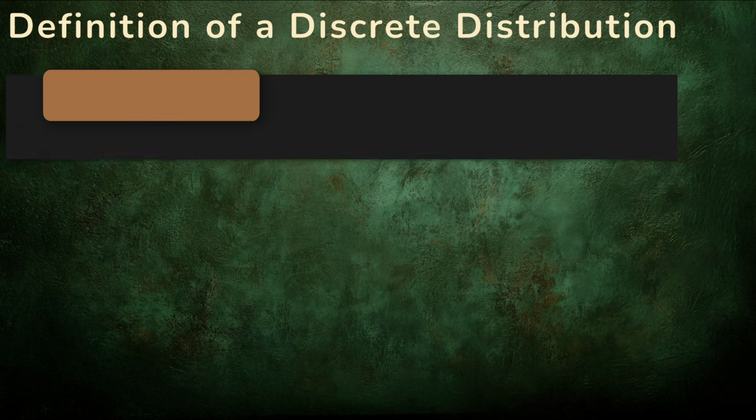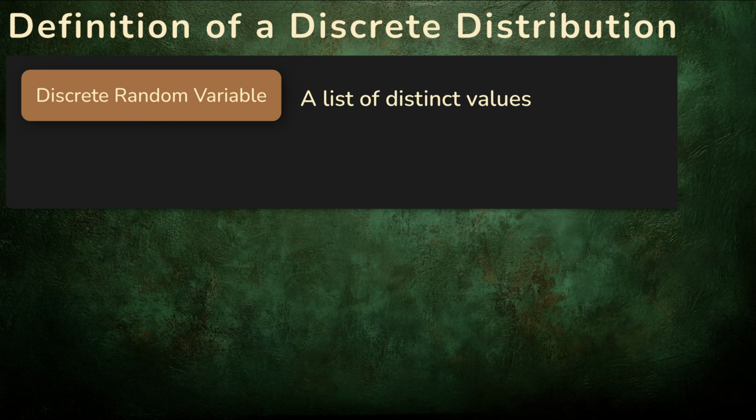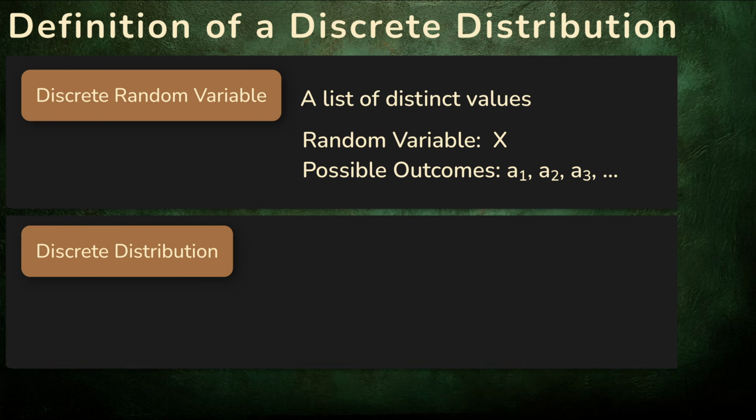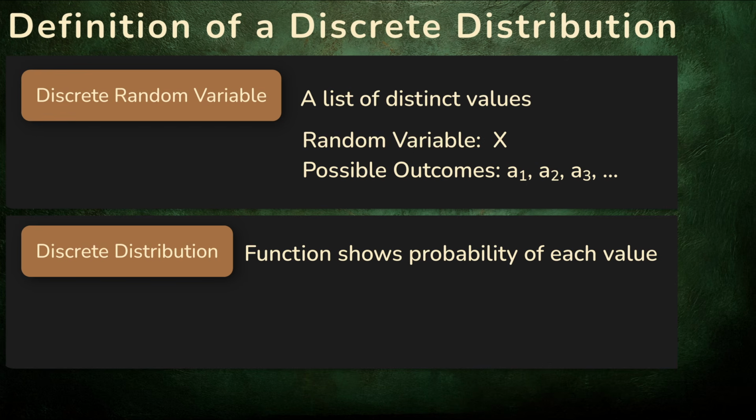Can we further generalize what we've just seen? A discrete random variable is one that takes on a set of distinct values. You could list them out, even if the list never ends. A discrete distribution is a function that assigns a probability to each possible value of that random variable. Here is the notation we use for this function. This means the probability that the random variable x takes the value a sub i.